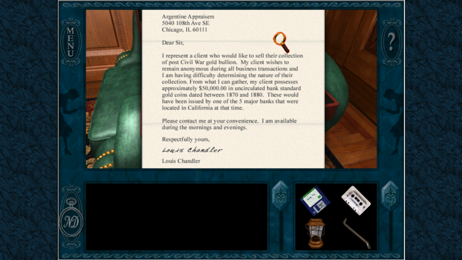But under the matches is a piece of paper here that says, Dear sir, I represent a client who would like to sell their collection of post-Civil War gold bullion. Bullion? Billion? My client wishes to remain anonymous during all business transactions, and I'm having difficulty determining the nature of their collection. From what I can gather, my client possesses approximately $50,000 in uncirculated bank standard gold coins dated between 1870 and 1880. These would have been issued by one of the 5 major banks that were located in California at the time. Please contact me at your convenience. I am available during the mornings and evenings.